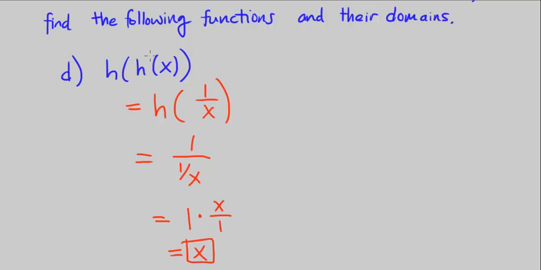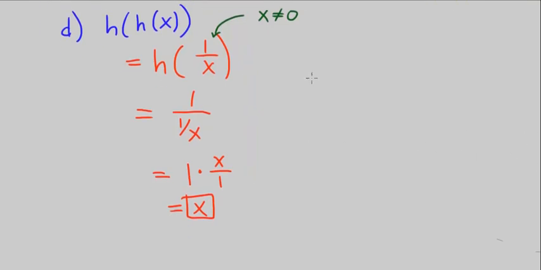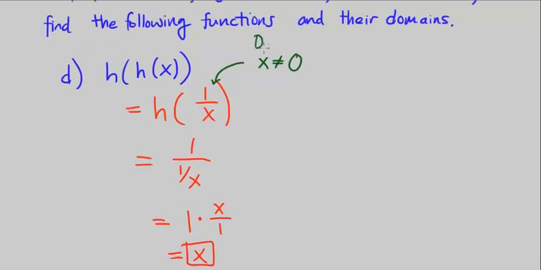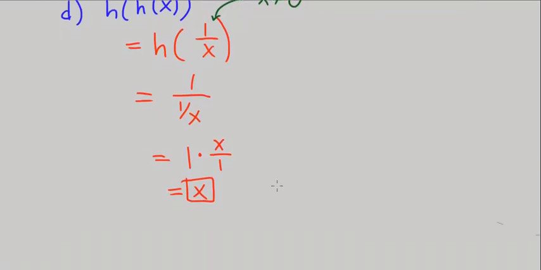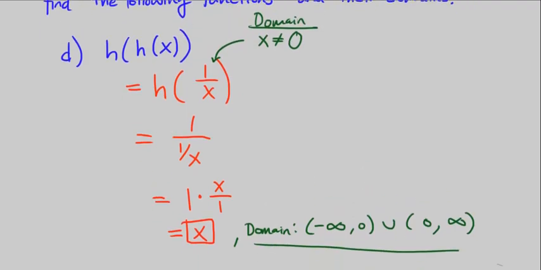Well, what now is the domain? Our restriction here says that since we have 1 over x, x cannot equal 0. The denominator cannot equal 0, and we don't have any new restrictions. There are many ways to write the domain. We could write it just like this, x is not equal to 0, or we can write the domain in set notation pretty easily, because it goes from negative infinity to 0 and starts again at 0 to positive infinity. So here's the domain for part D.